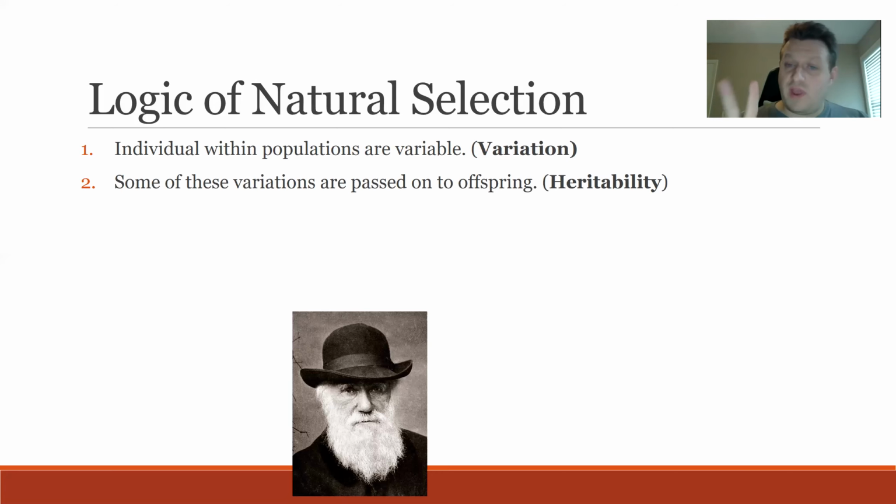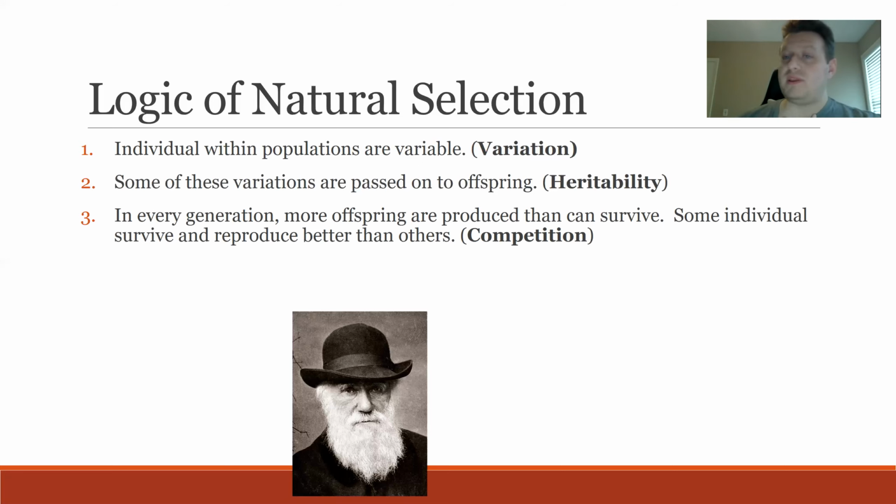Second, this variation is passed on to the offspring. Okay, this is the principle of heritability. You probably look and act similar to the ways that your parents do. A lot of this variation is passed on from parent to offspring. Again, this is pretty evident. We can see this by ourselves. We can see this by looking at twin studies. We can see this by looking at any animal that reproduces.